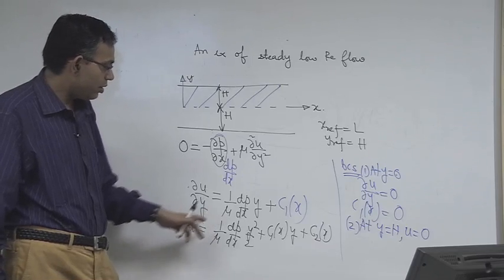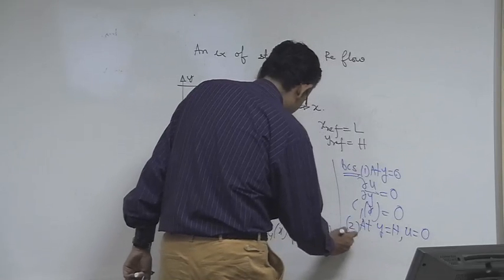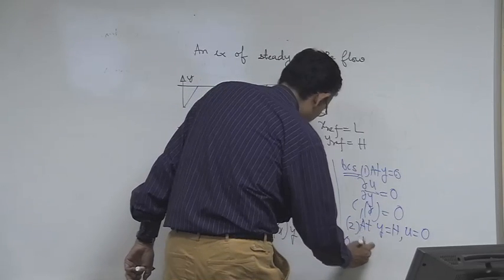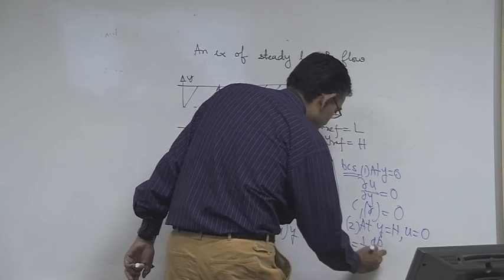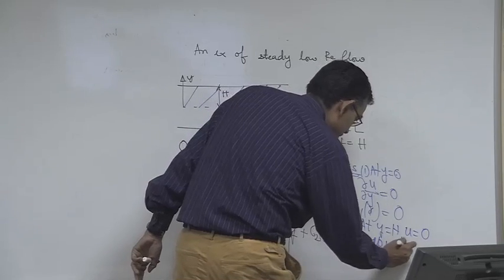So if at y equal to h, u equal to 0, then you will have 0 is equal to 1 by mu dp/dx, h square by 2 plus C2.